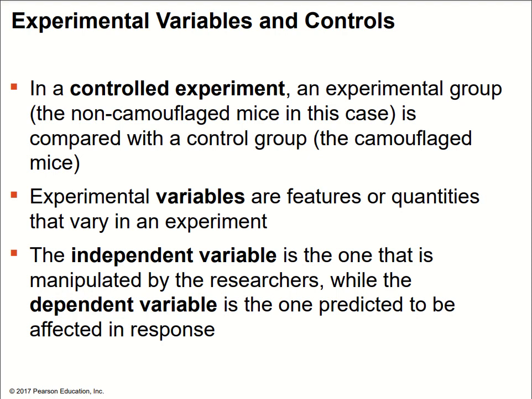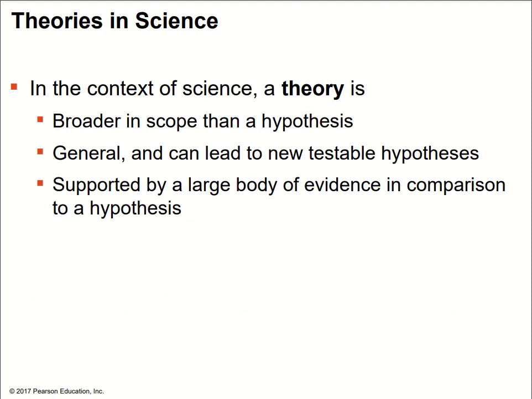In a controlled experiment, the experimental group is compared with a control group. Experimental variables are features or quantities that vary in an experiment from the control. The independent variable is the one that is manipulated by the researchers, while the dependent variable is the one predicted to be affected in response. The independent variable is what's changed, whereas the dependent variable changes based off of the independent variable.